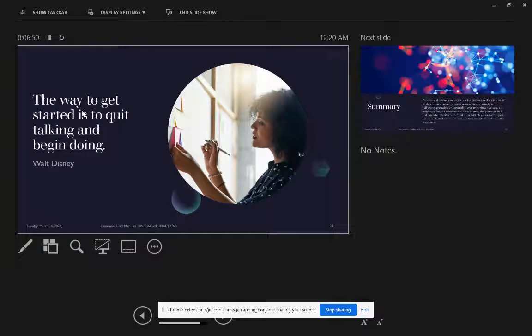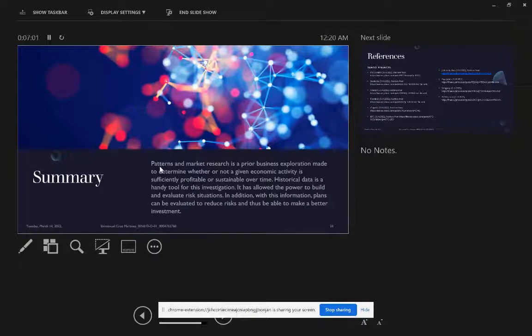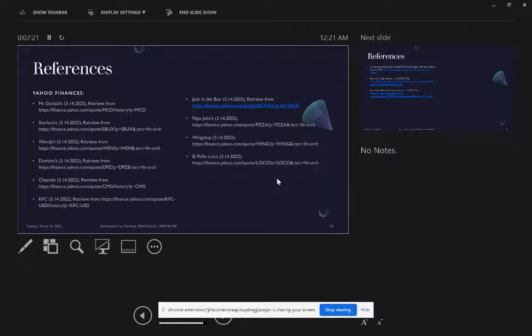It was a Disney talk that says the way to get started is to quit talking and begin doing. The summary: we are presenting the importance of the patterns and these kinds of analysis, how they will work and how helpful they are for companies, and the references.